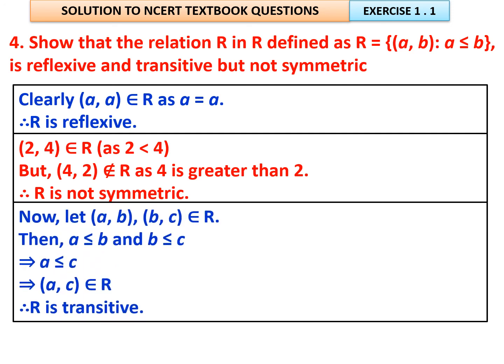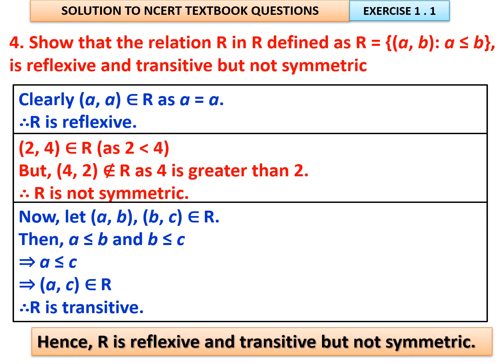Go to the next one. A comma B, A is less than or equal to B, and B is less than or equal to C. Then A is less than or equal to C, therefore it is transitive. Already you have been asked to prove that in the question. You have been asked to prove that it is reflexive, transitive but not symmetric.